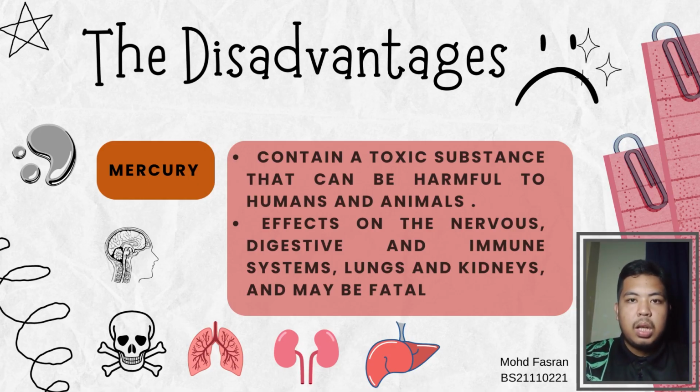Disadvantage of the mercury cell. In the mercury cell, there is a mercury substance. It is a toxic substance that can be harmful to humans and animals. Exposure to mercury can affect the nervous system, digestive system, immune system, lungs and kidneys, and may be fatal to humans and animals.